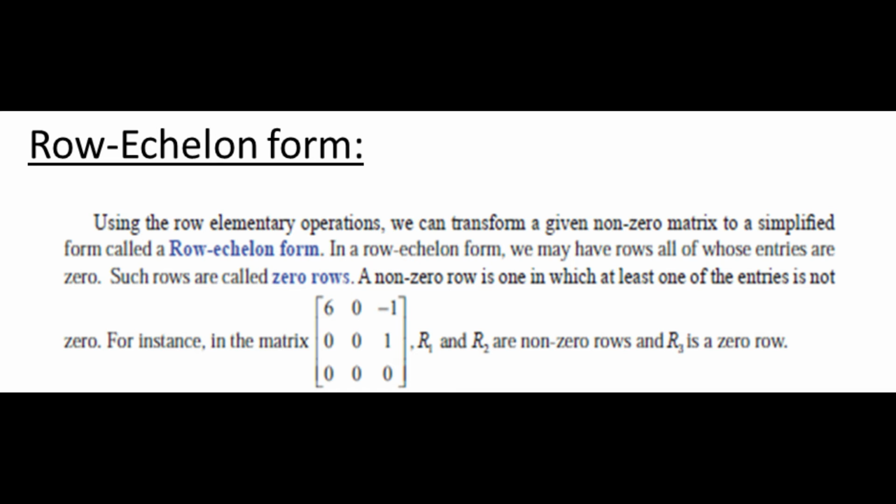For instance, in the matrix 6 0 minus 1, 0 0 1, 0 0 0, the first row and second row are non-zero rows, but the third row is a zero row.